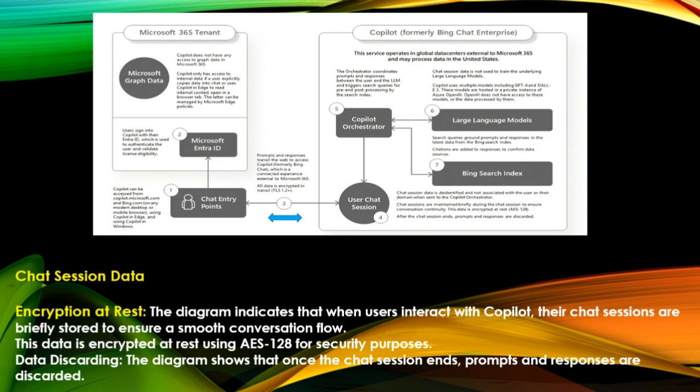Chat session data. Encryption at rest. The diagram indicates that when users interact with Copilot, their chat sessions are briefly stored to ensure a smooth conversation flow. This data is encrypted at rest using AES-128 for security purposes. Data discarding. The diagram shows that once the chat session ends, prompts and responses are discarded.